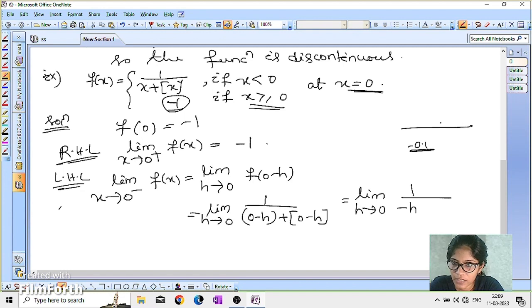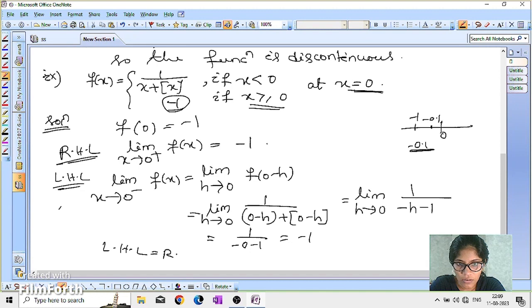So the greatest integer function of 0.0 minus 0.1 gives the previous integer, that is minus 1. Applying the same for the right side, we write 1 by minus 0 minus 1, which is equal to minus 1. Since left hand limit is equal to right hand limit, that means limit x tends to 0 f of x exists and that's equal to minus 1, which is also equal to f of 0. So the function is continuous.